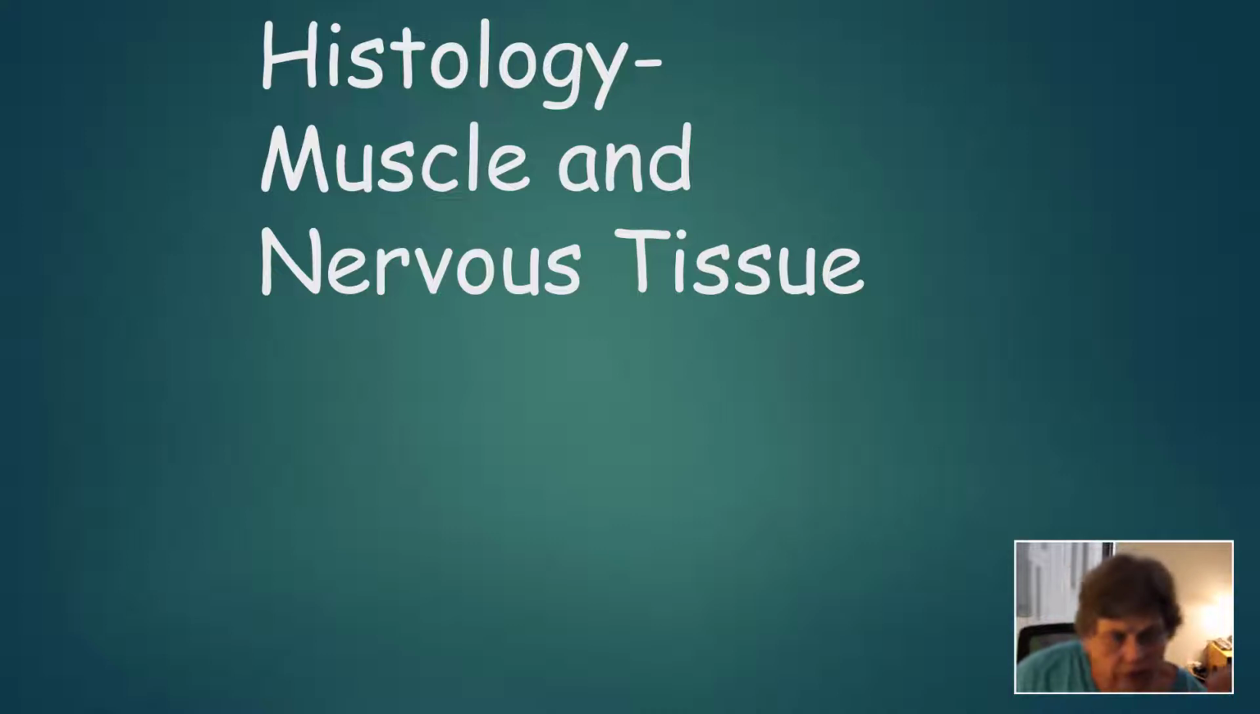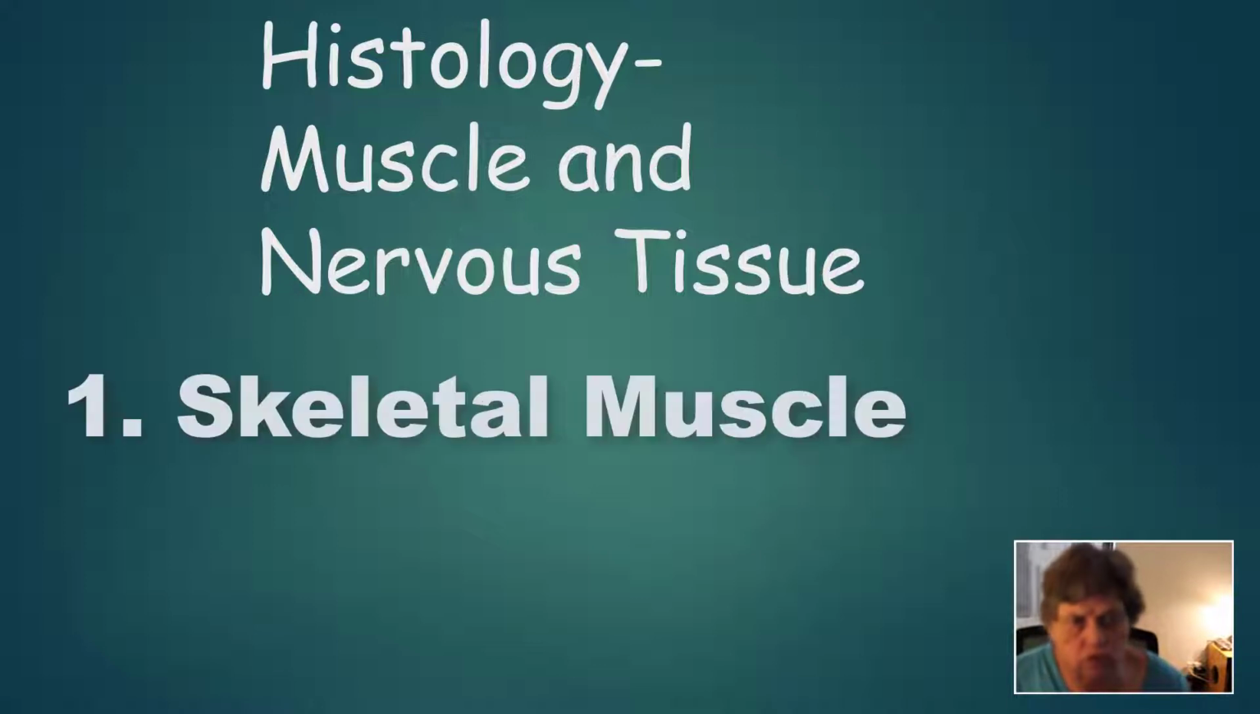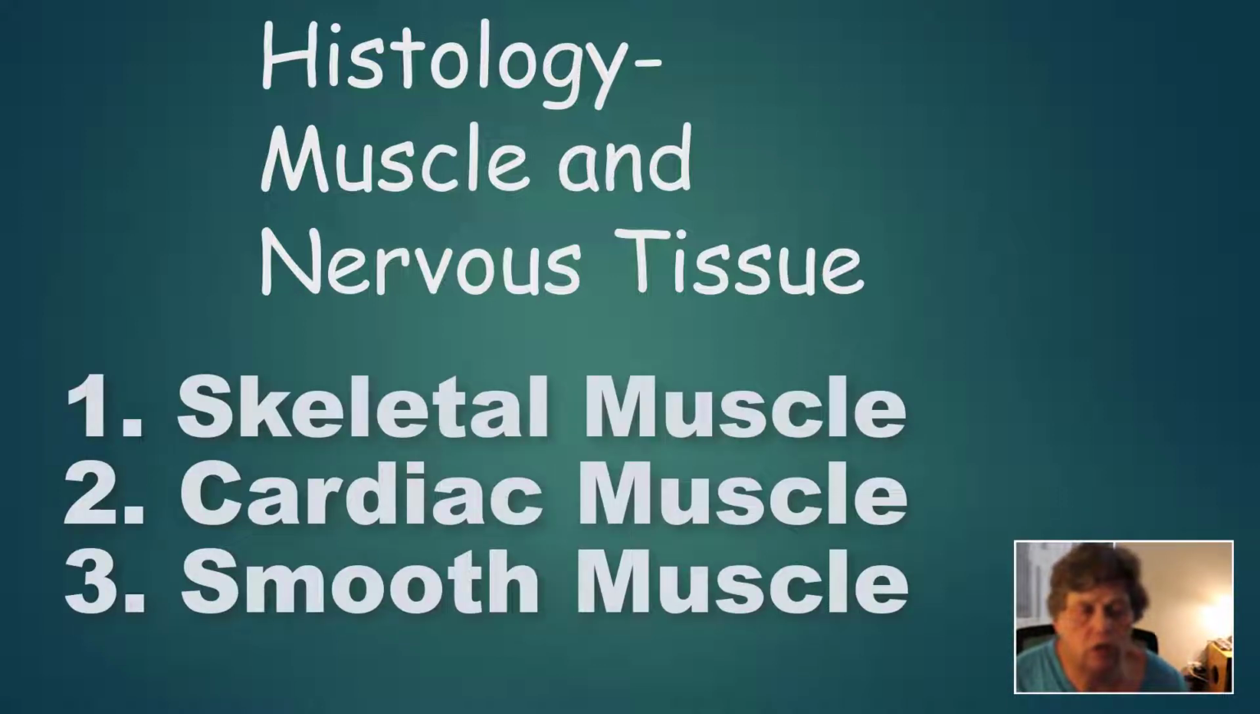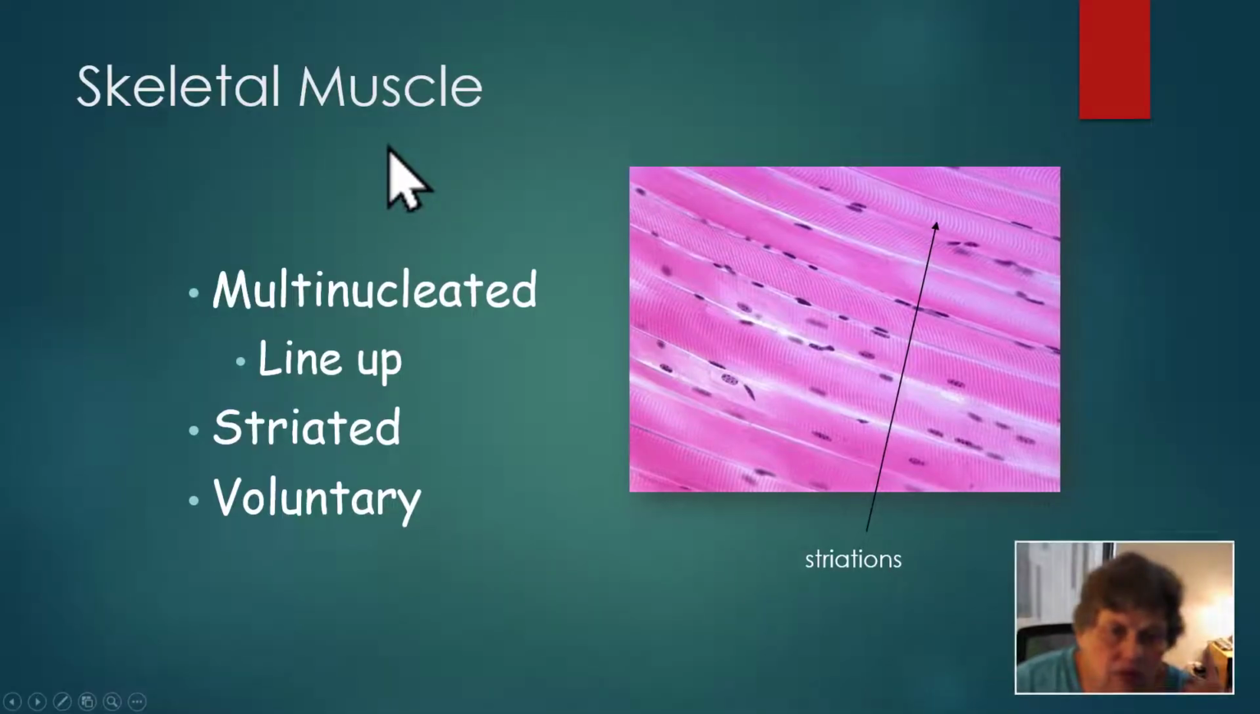So we're going to finish up histology now with muscle and nervous tissue. All right, so basically muscle tissue, we're talking about 3 different kinds of muscles: skeletal muscle, cardiac muscle, and smooth muscle. All right, so the first is skeletal muscle.